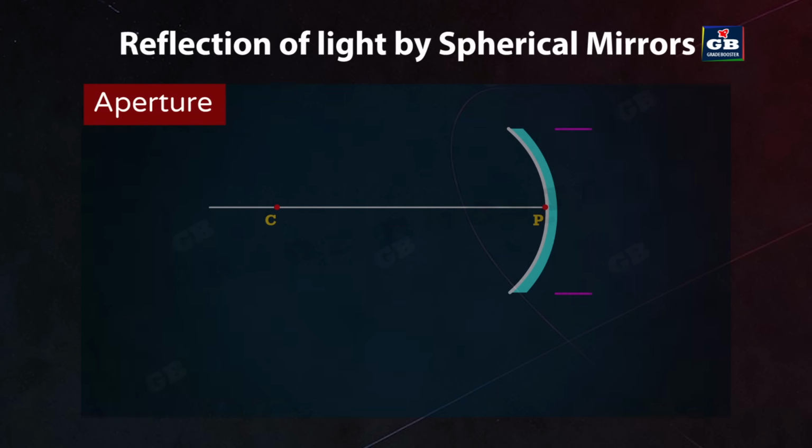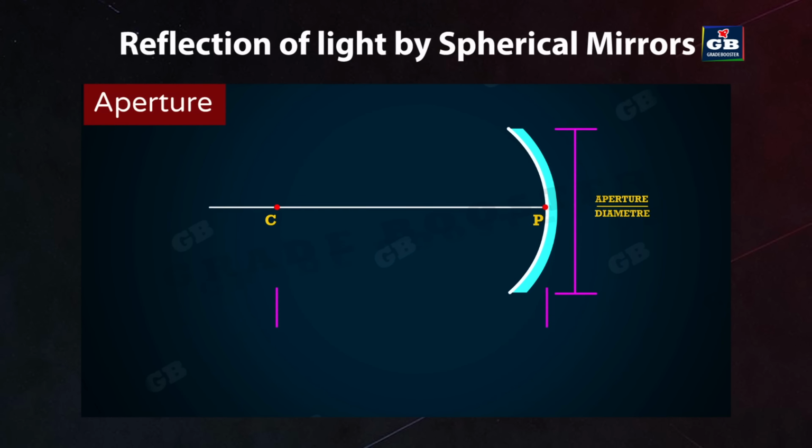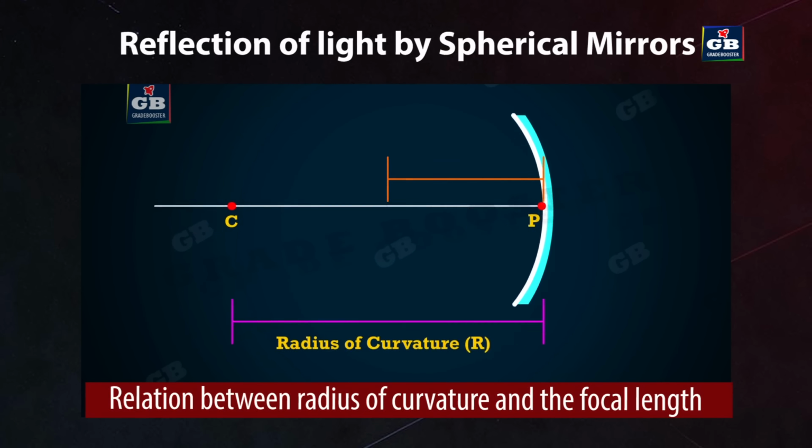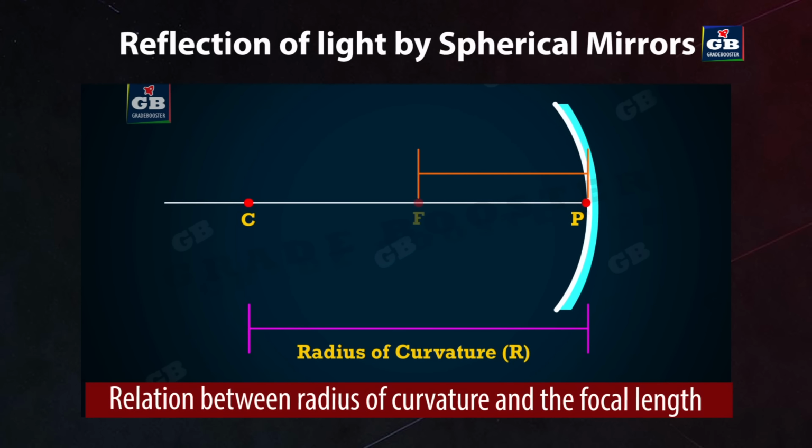Aperture. The diameter of the reflecting surfaces of the spherical mirror is called its aperture. In this chapter, we are discussing the spherical mirrors whose aperture is smaller than their radius of curvature. Let us see the relation between the radius of curvature and the focal length.